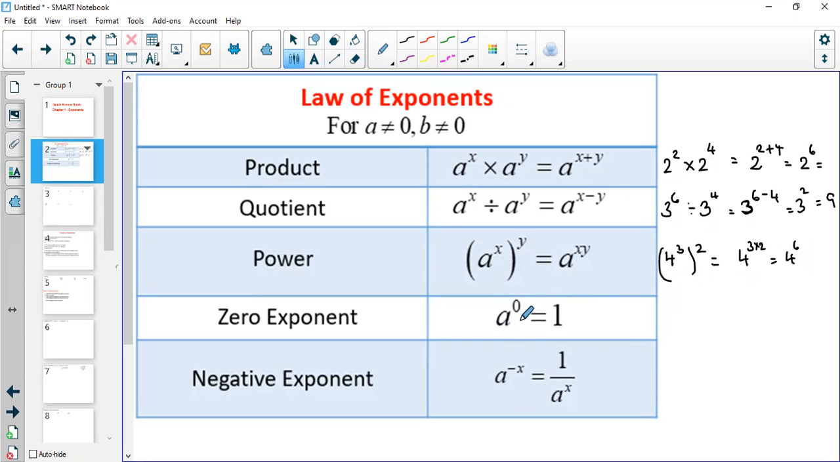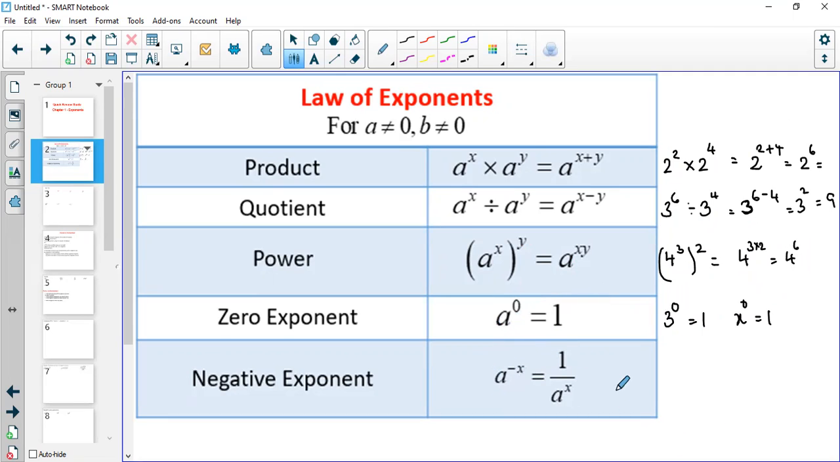Now anything to the power of 0 equals 1. Whether it is a number or a variable, anything to the power of 0 equals 1. Even if it is a variable, power of 0 is 1. You need to keep this in mind.